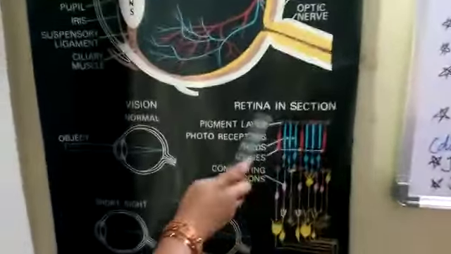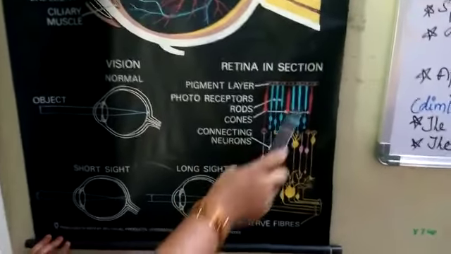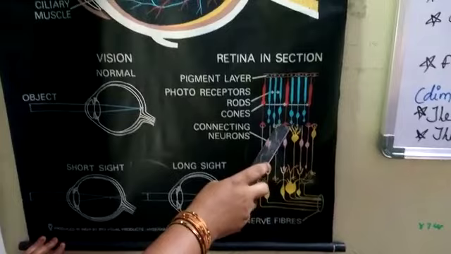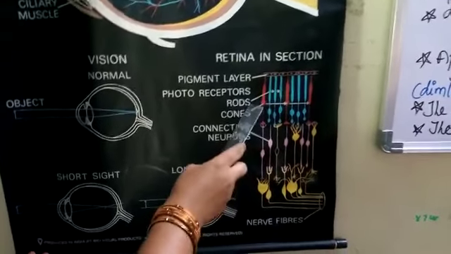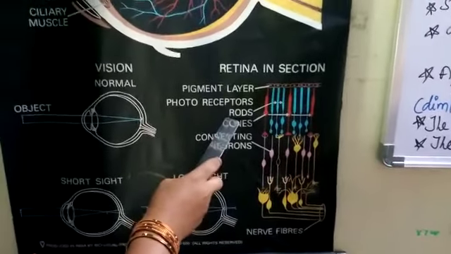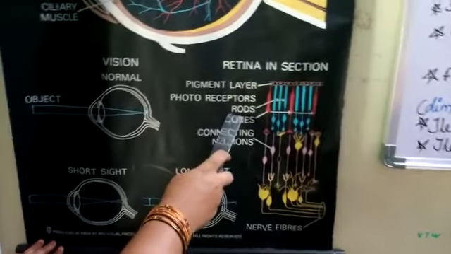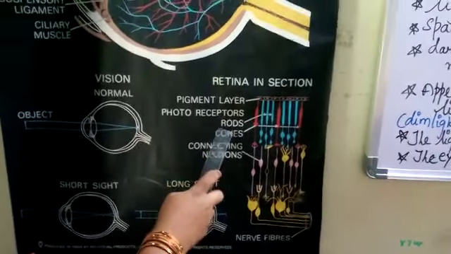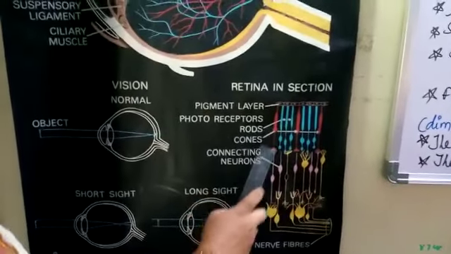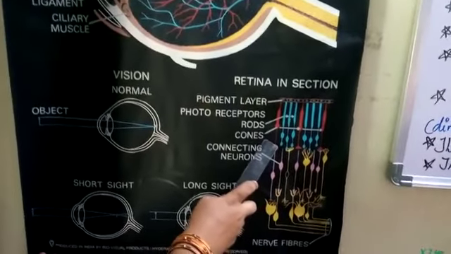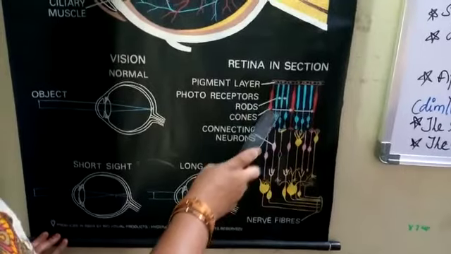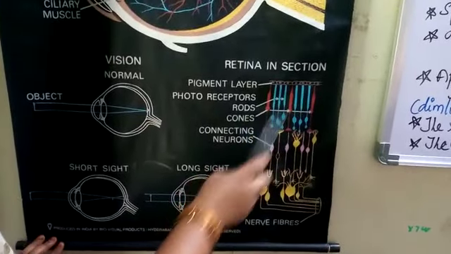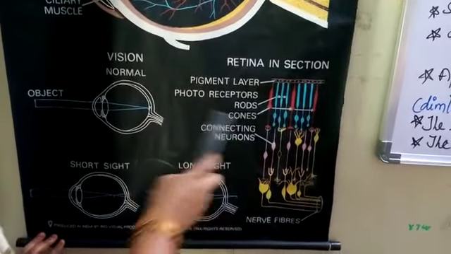And here down you can see very clearly, children, that is the retina in section. Where you have the red color and the blue color lines here. The blue color lines are called rod cells. These rod cells help to see the objects clearly in dim light. And cone cells are the cells which help us to see color. So red colored ones are cone cells and blue colored ones are rod cells.